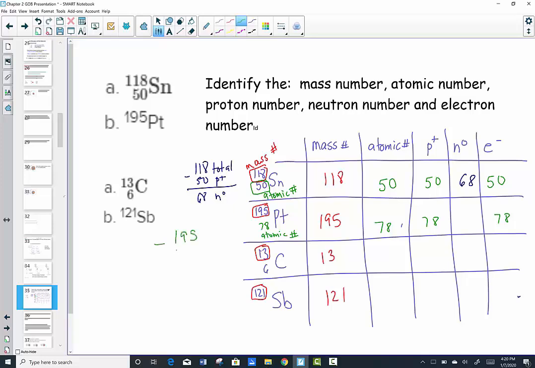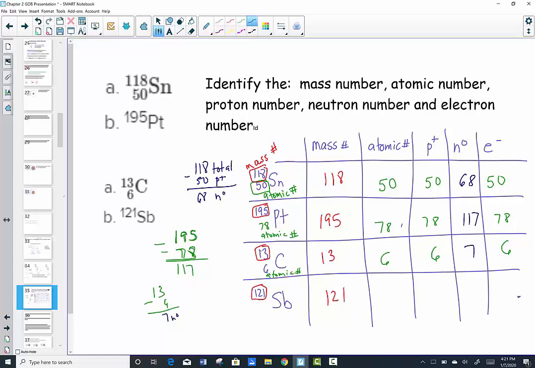195 minus 78, and I get 117 neutral neutrons. This example in row 3 gave us the atomic number as number 6. Therefore, I know that it's 6 protons, 6 electrons. 13 minus 6 gives me 7 neutral neutrons.